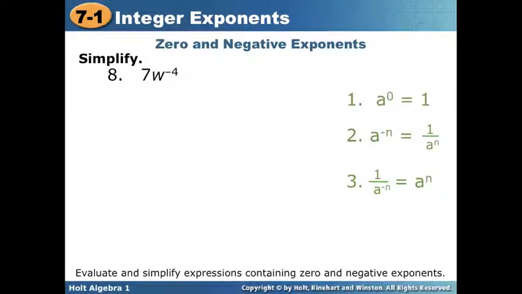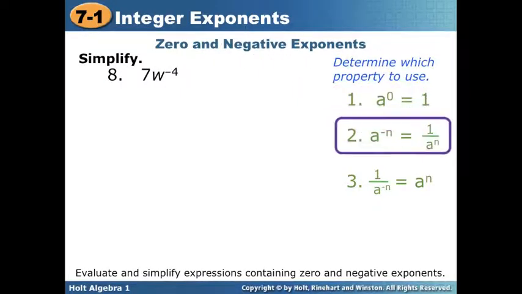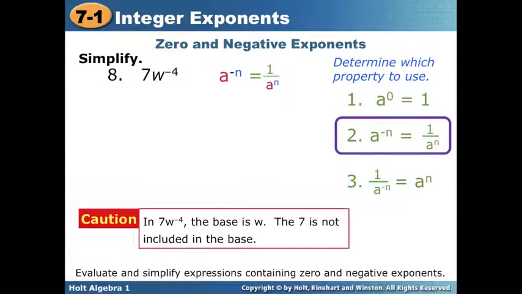Example number 8. We have 7 times w to the negative 4. Here we will use property number 2. We will change that negative exponent to a positive by moving it to the denominator. However, the exponent is not on the 7, so it will stay in the numerator. So we have 7 times 1 over w to the 4th, or the simplified answer would be 7 over w to the 4th.